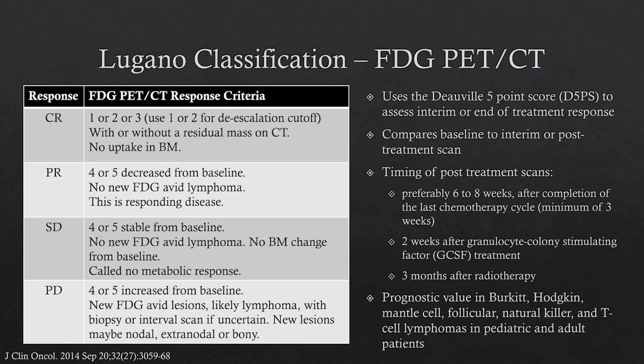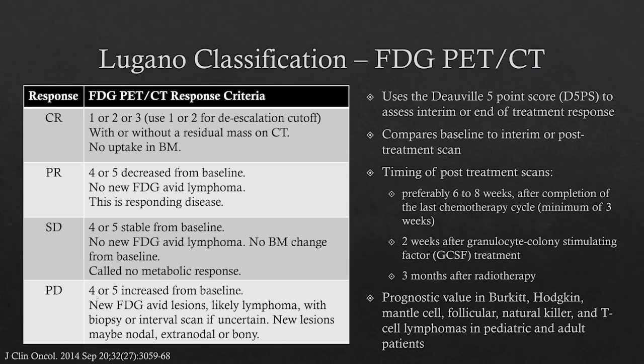Stable disease would be 4 or 5, so it's greater than hepatic levels of uptake, either moderately or intensely, and it hasn't really changed from baseline, it's stable. However, there's no new FDG-avid lymphoma, no changes in the bone marrow from baseline, so this would be no metabolic response, stable disease.